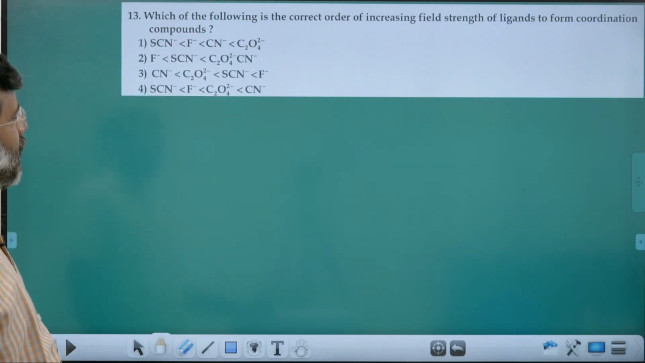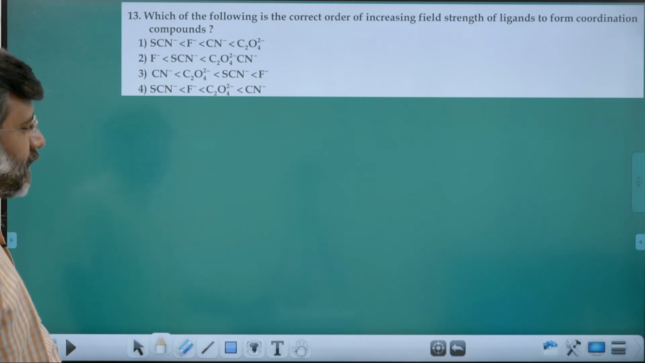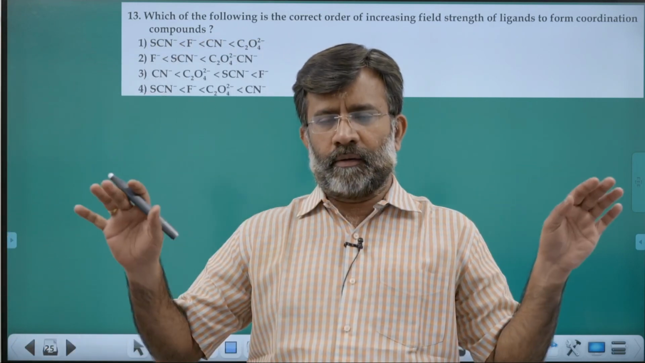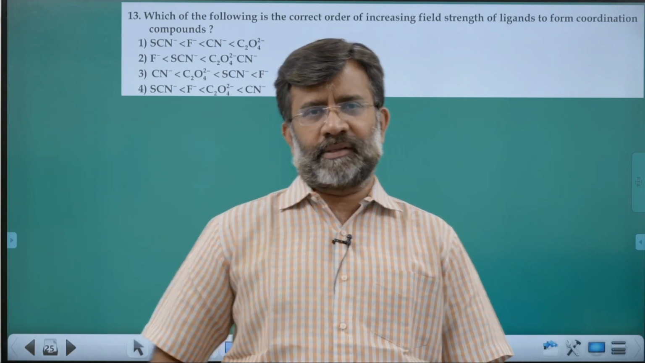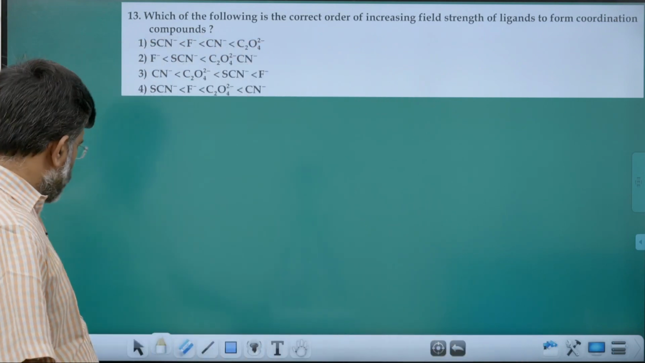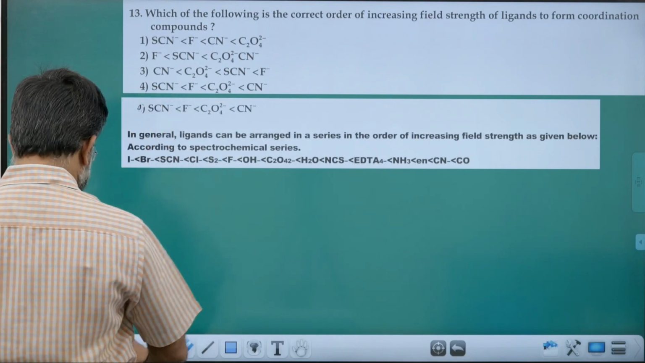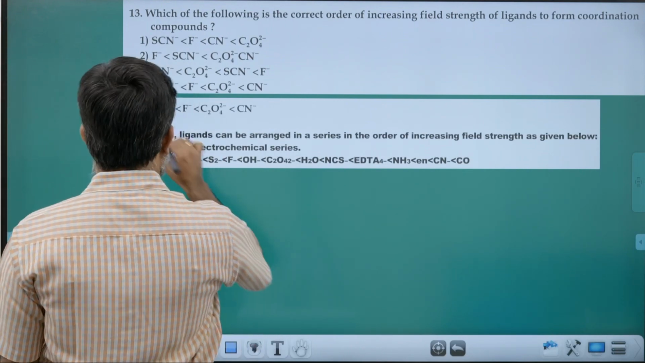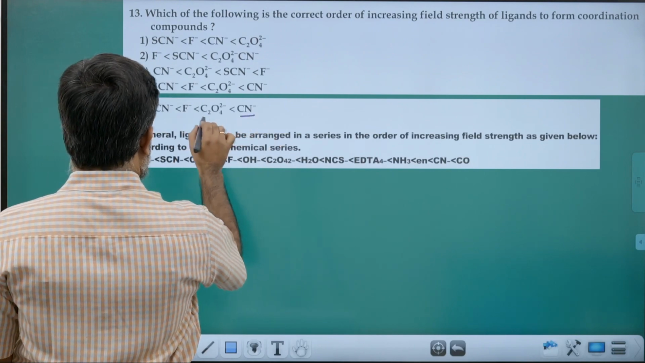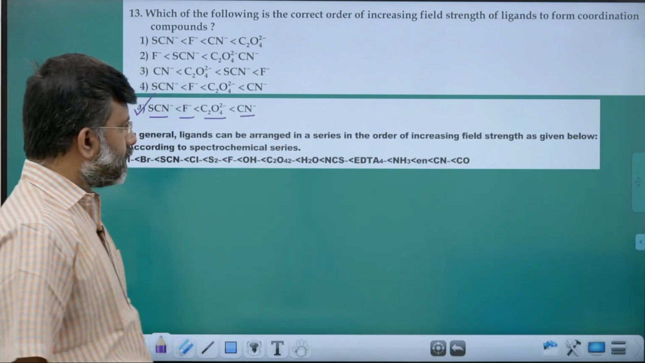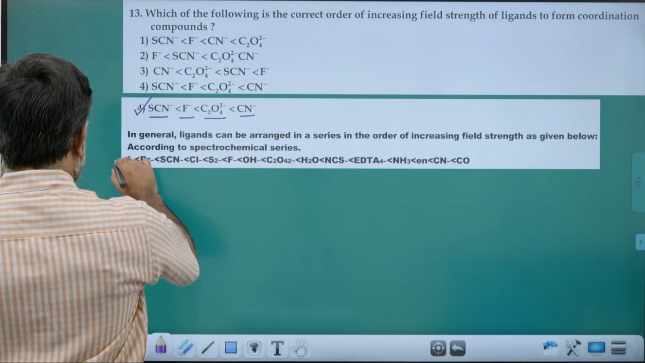Increasing field strength. That is described in the NCERT textbook. A long order is given. Please learn that. A sure short question. The answer is the 4th choice: cyanide, oxalato, fluoride, thiocyanate. And this is the complete order.